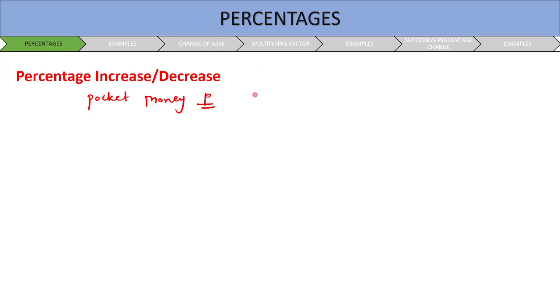Now, if I say that your pocket money, which you are receiving, P, will get increased by 20 percentage next month. This month you are getting the amount P. Next month you will get 20 percentage more than what you are getting. So how much amount will you get next month?